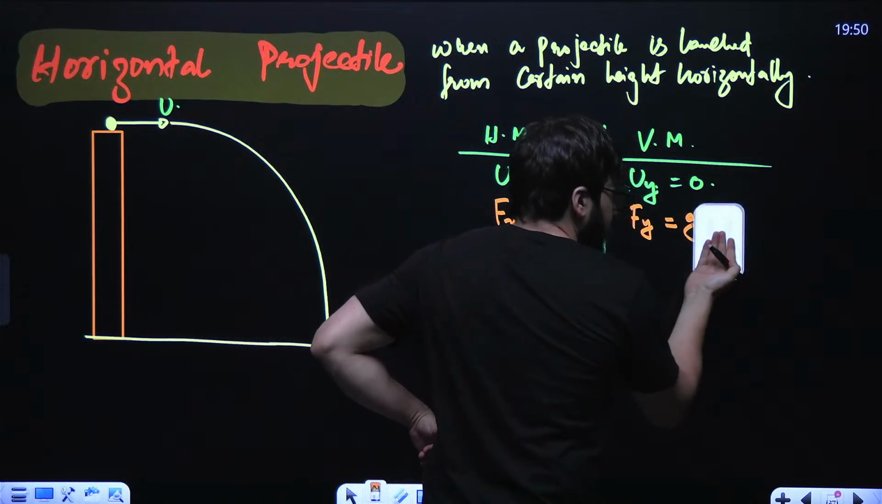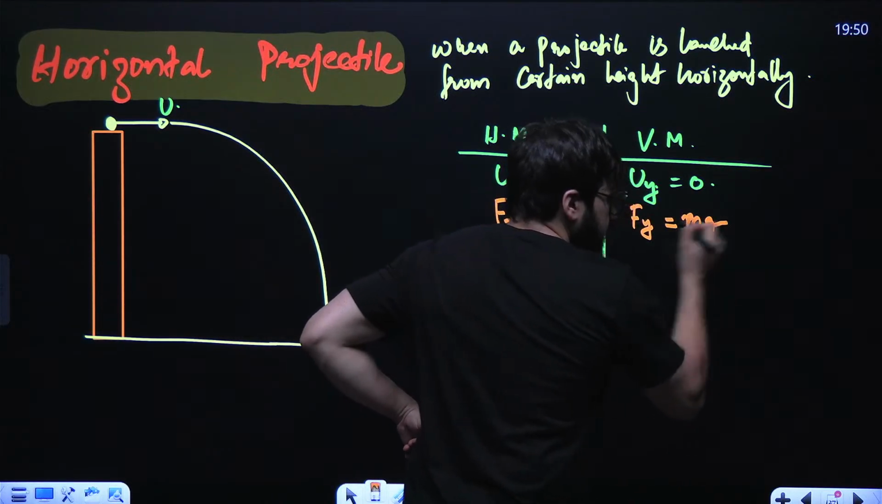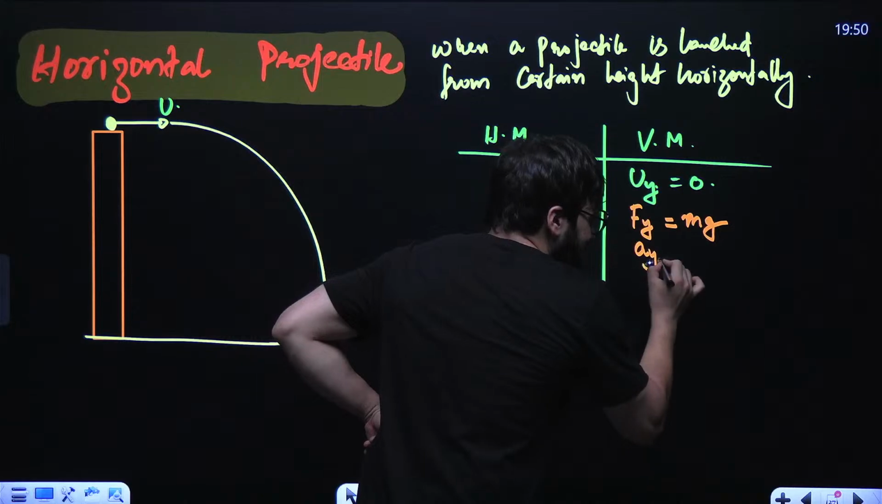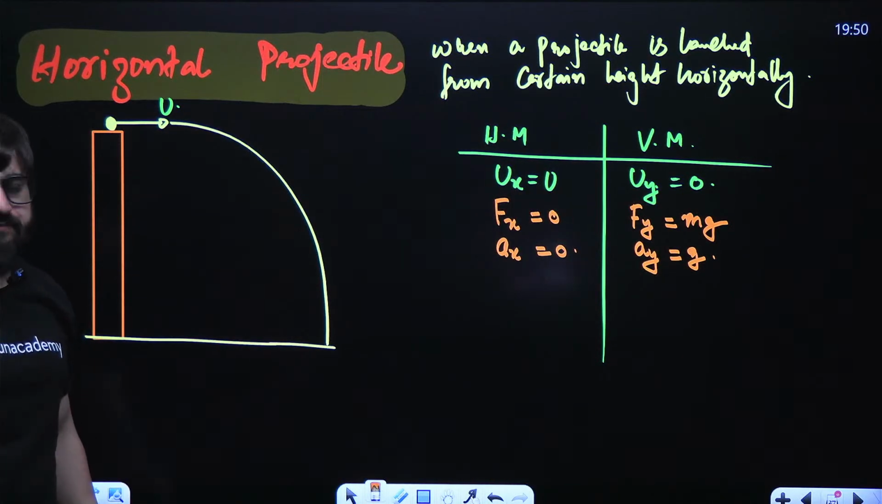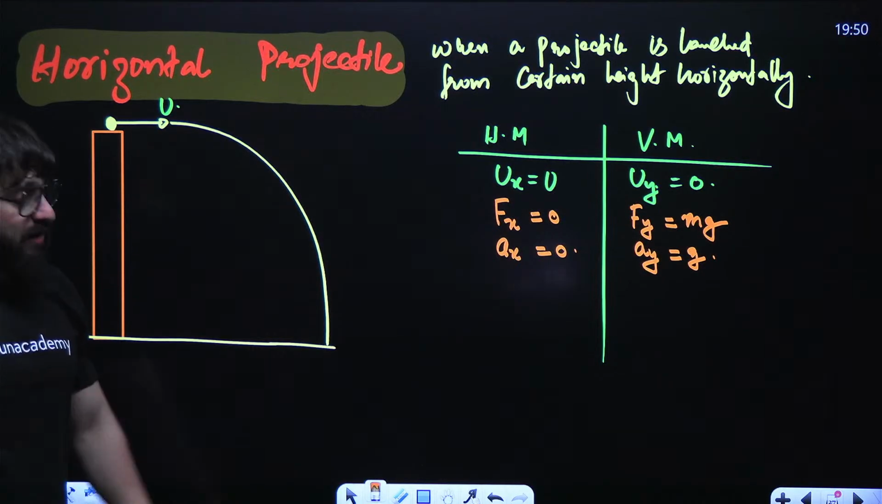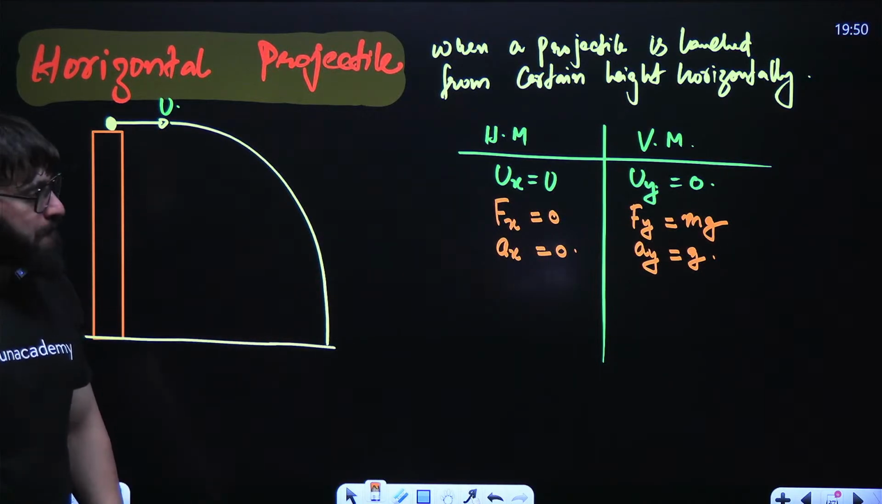Okay, and I'll write that as m into g. And what is the acceleration in y direction? That is g. We have already discussed it. That is g. Okay, and we take it as minus g always.